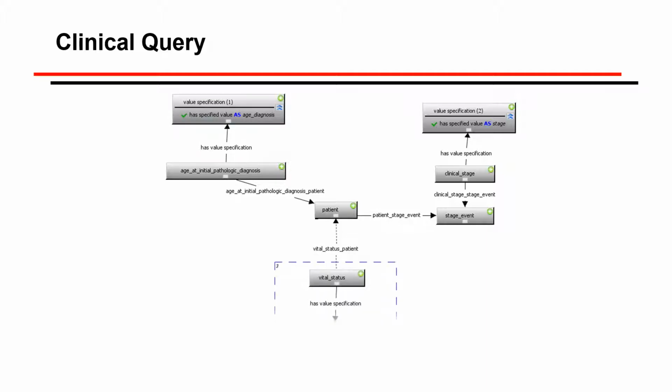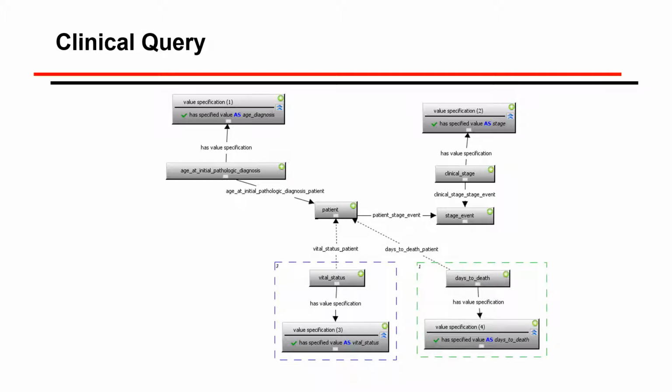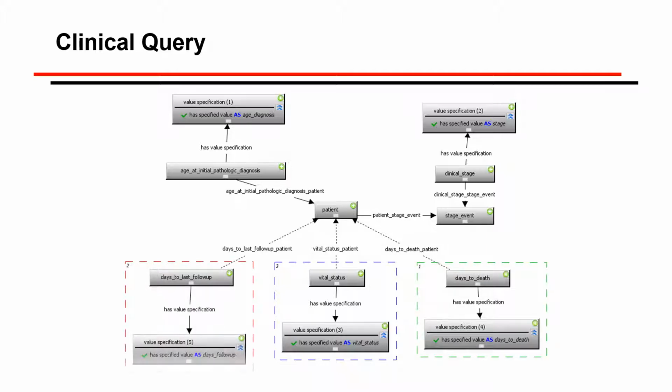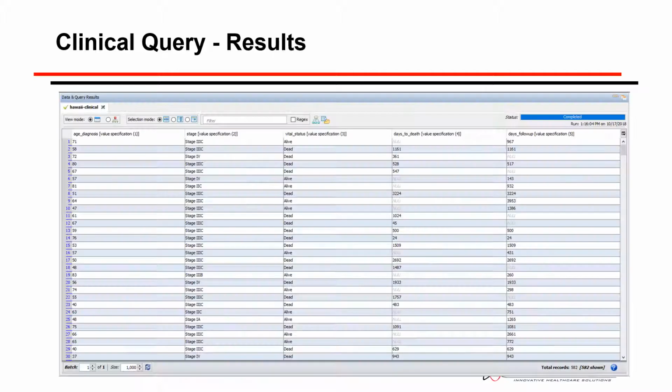Also included is the vital status of the patient, the days since death, and the days since the last follow-up visit. These last three data points are set to be returned optionally, so the retrieval of the other data points is not dependent on their existence. Executing the query produces a set of results with 582 records.